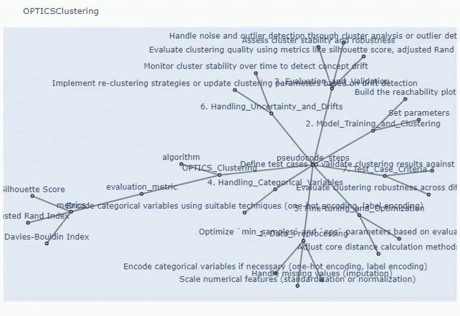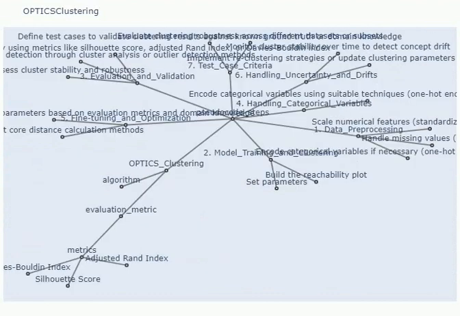One-hot encoding, label encoding. Details. One-hot encoding: convert categorical variables to binary vectors. Label encoding: assign a unique integer to each category. 5. Fine-tuning and optimization. Description: optimize model parameters and settings for better performance.